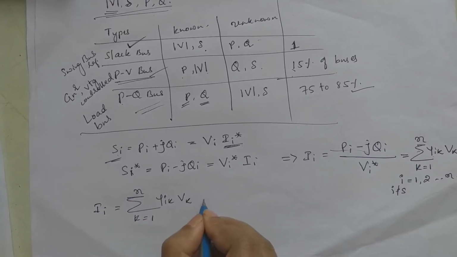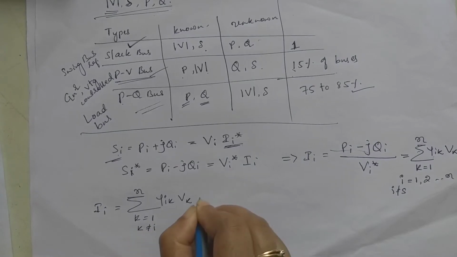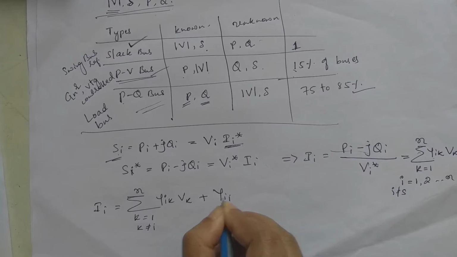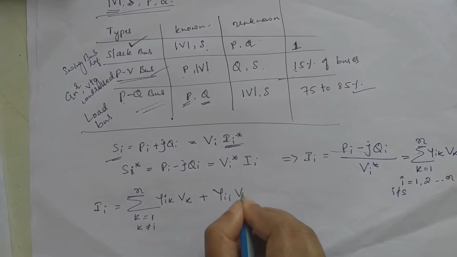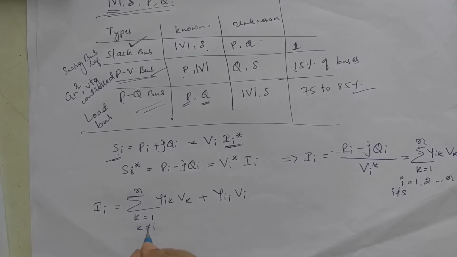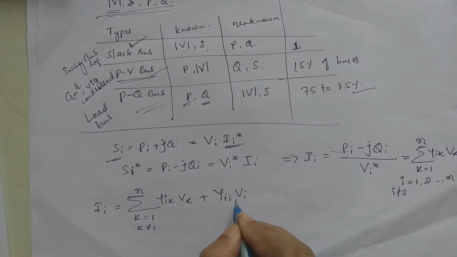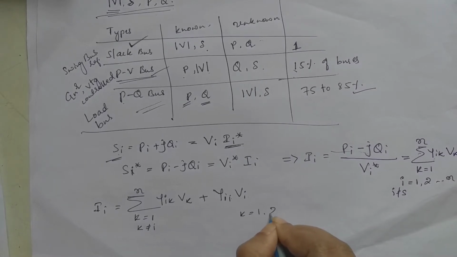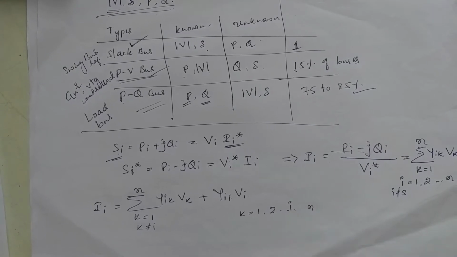We are taking the ith term outside. When we take the ith term outside, k is not equal to i, it becomes Yii Vi. I repeat, summation Yik Vk where k varies from 1 to n. Out of this we are taking only the ith term outside. So it remains with k varies from 1 to n, but k is not equal to i.